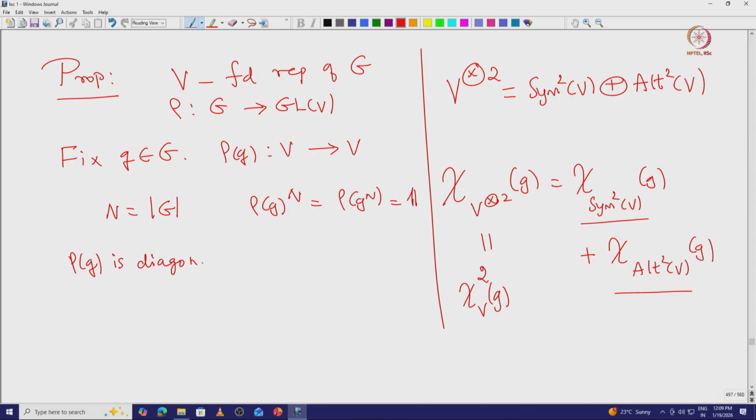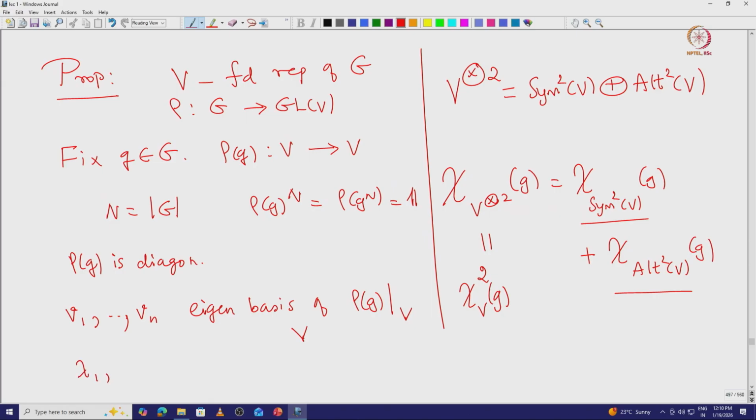So rho(g) is diagonalizable. What we are going to do is fix an eigenbasis of V for this rho(g). Let us list it as v1 etc. vn. This is indeed an eigenbasis of this rho(g) acting on capital V, so basically a basis of V.